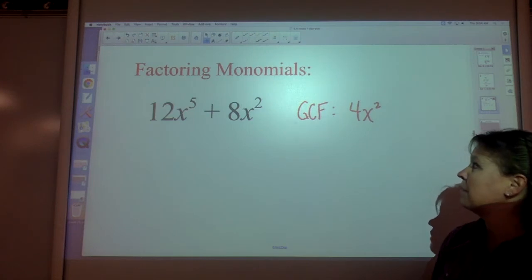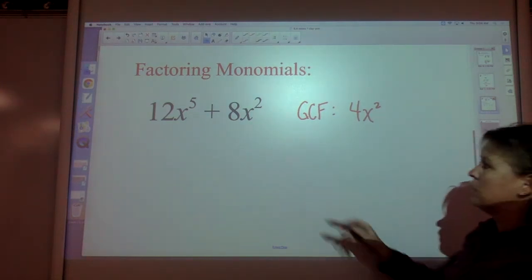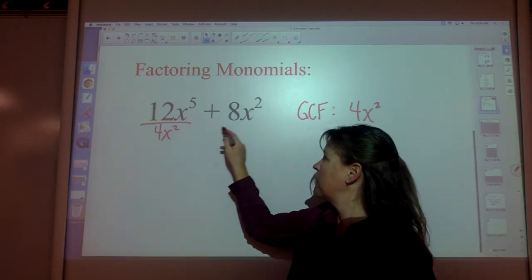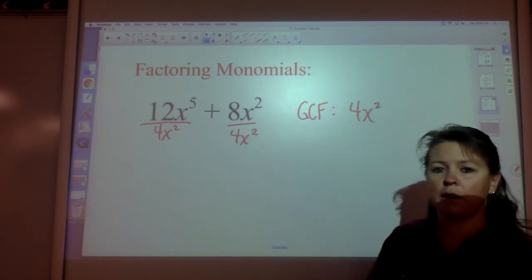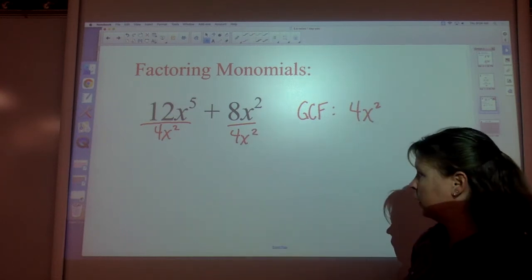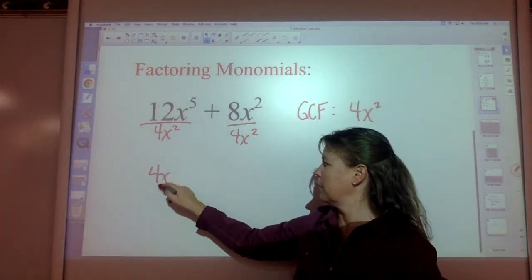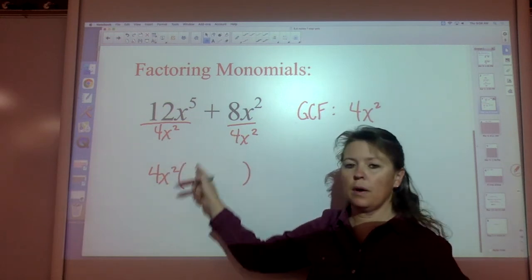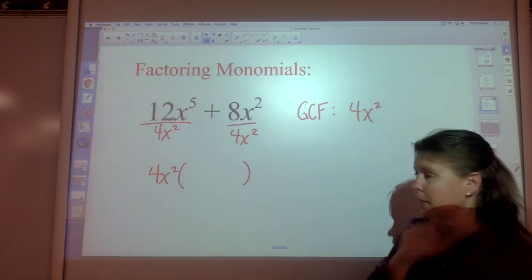So when 4x squared is our greatest common factor, we are now going to divide both terms by 4x squared. Okay, and we're doing what's called factoring, which means we're basically getting this 4x squared out of these terms. And I'll show you what happens from there.